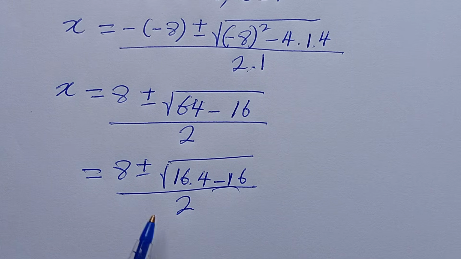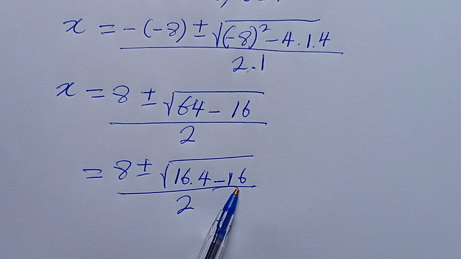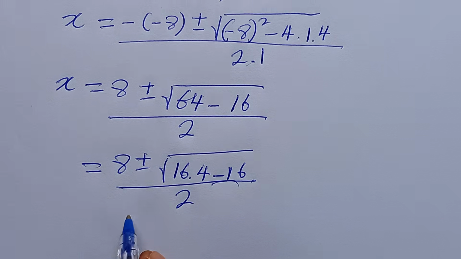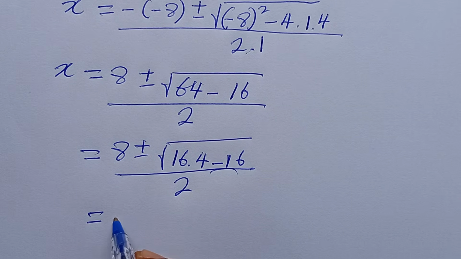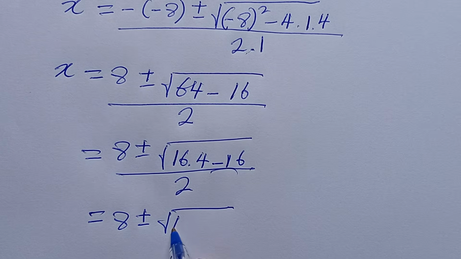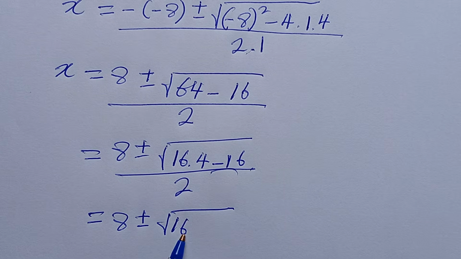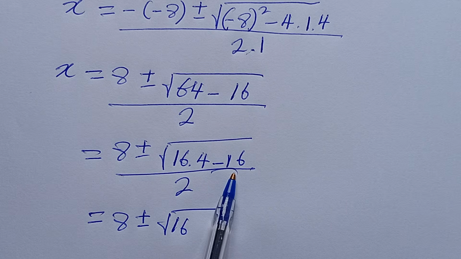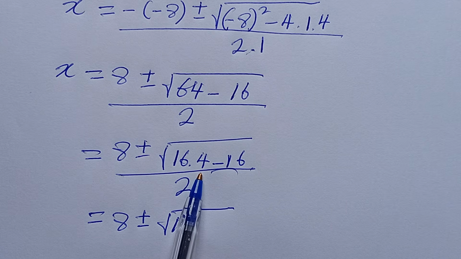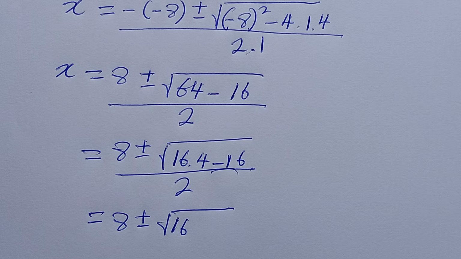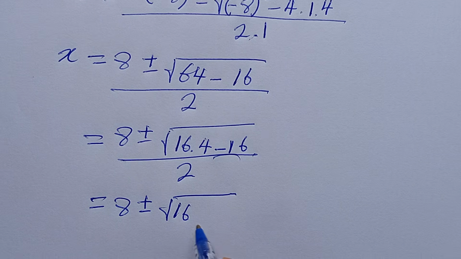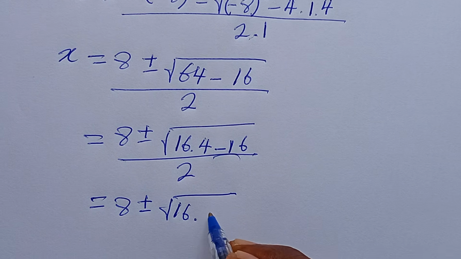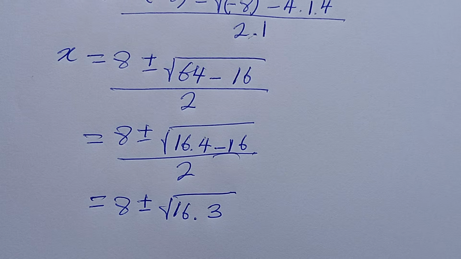Good. Now from here we have 16 here, we have 16 here, we can factor out 16 from the system, and so we're going to end up having our 8 plus minus the square root of our 16. So if we use 16 to divide this, we are left with 4. And we use 16 to divide this, we are left with 1. So automatically we're going to have here 4 minus 1, which is going to give us 3. And so we're going to have here 16 times our 3 inside here.